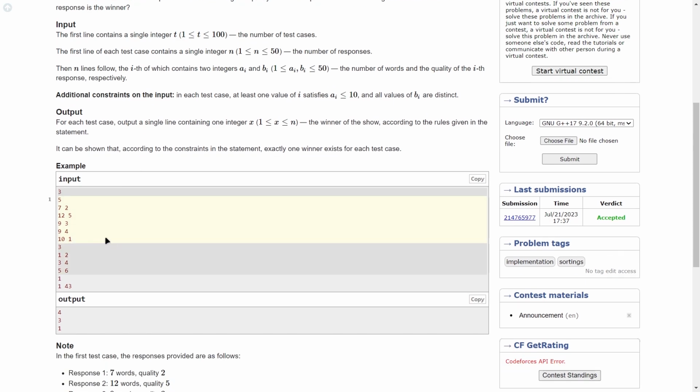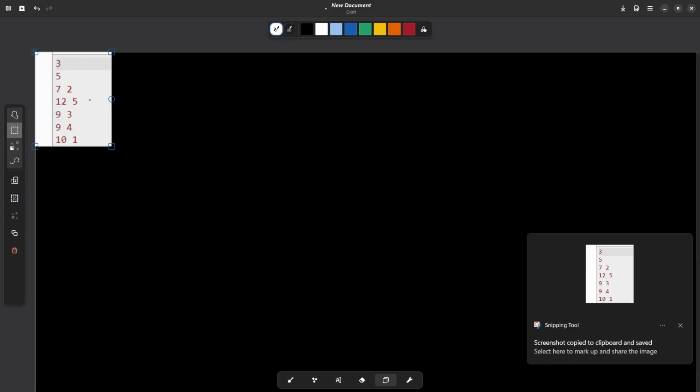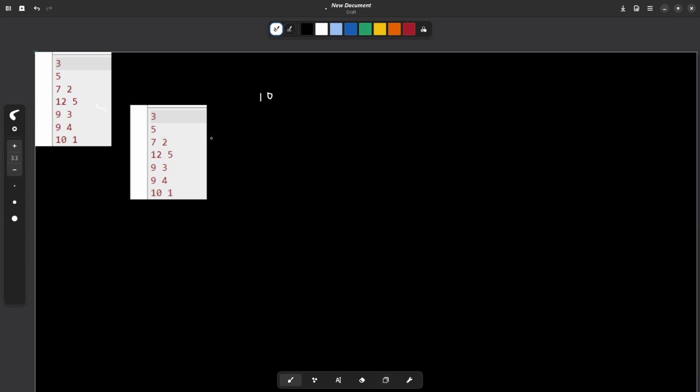Let me just explain this with the help of an example. If you take the first test case, the answer is 4 that they have mentioned. As you can see, the limit that we have is 10. So the first participant has a valid entry. Now this participant has an invalid entry because the number of words is greater than 10. This participant has a valid entry because the number of words is less than 10. This is also valid, and the last one is also valid.